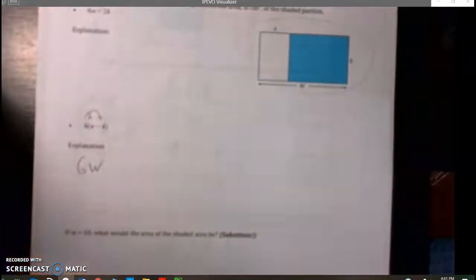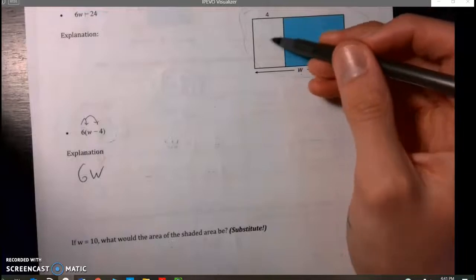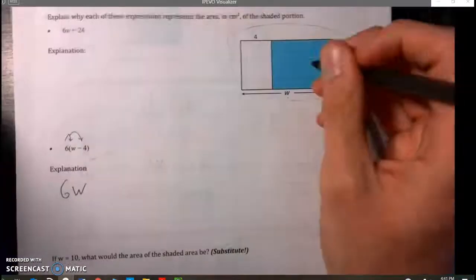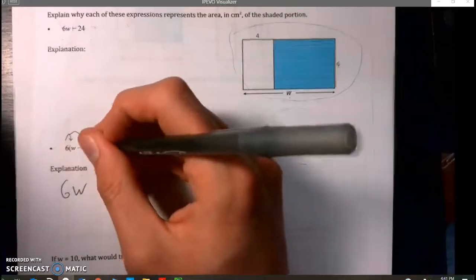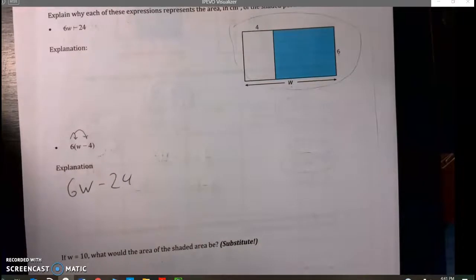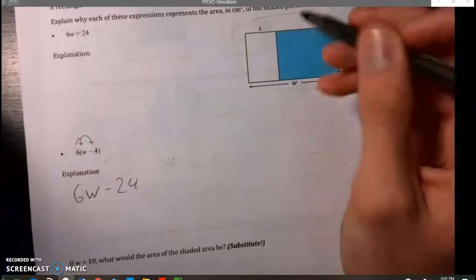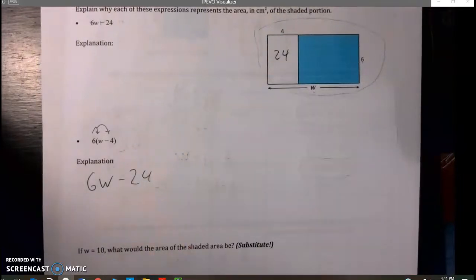The area of the whole thing is 6W, but I want to subtract this section. So I would also have to find the area of this before I could subtract it. And 6 times 4 is 24. So we're finding the area of this whole rectangle and then subtracting this portion from it.